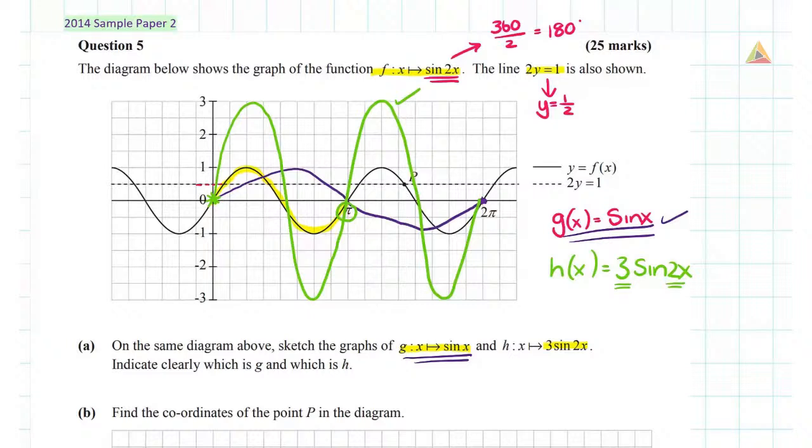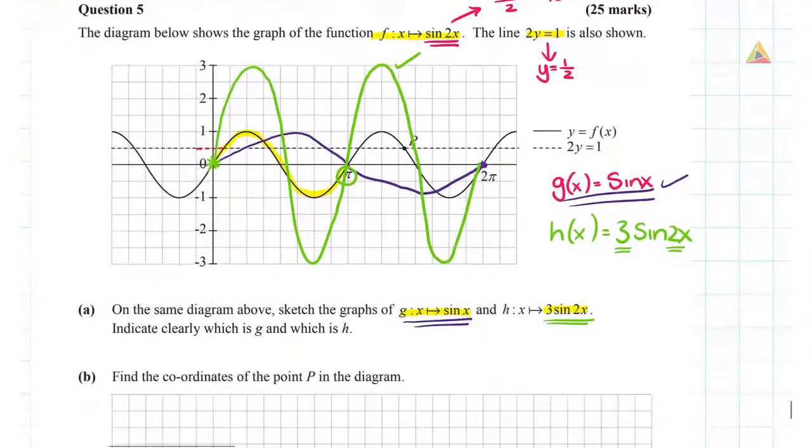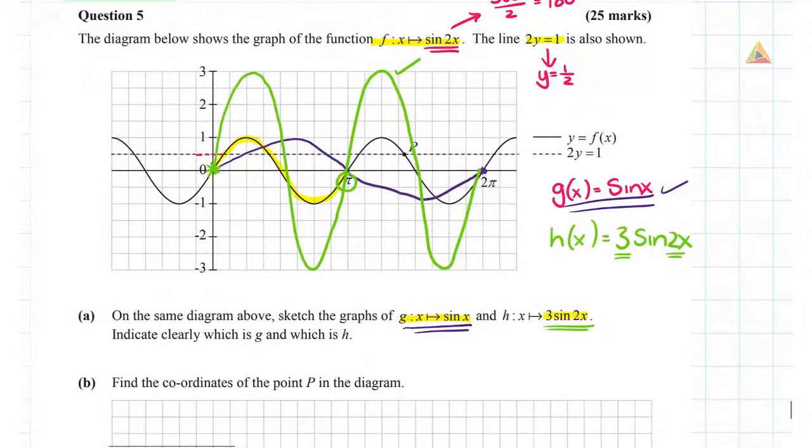Okay, it asks me to indicate clearly which is G and which is H. So if you like, you could color code those to make it stand out a little bit better. Part B, find the coordinates of the point P on the diagram.